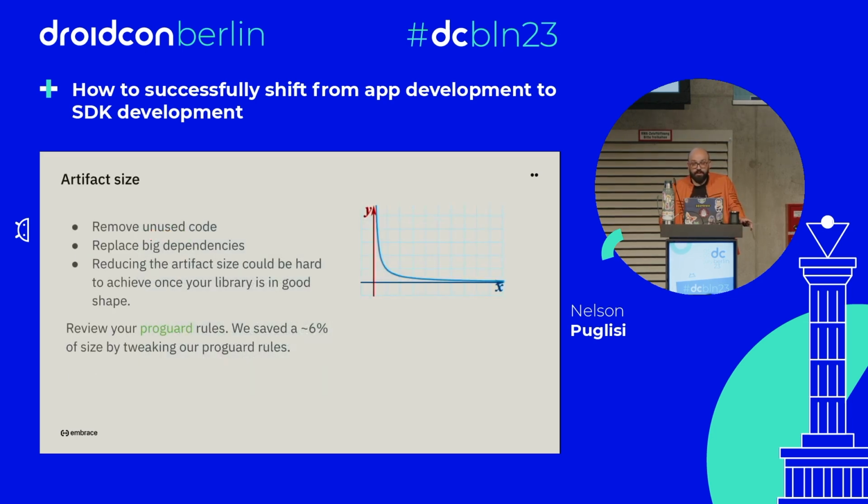And another one is to review the ProGuard rules. I didn't put an example here because it's very particular to each SDK, but in our case, we reduced the size by 6% just by tweaking the ProGuard rules on which things are minified and which things are not.